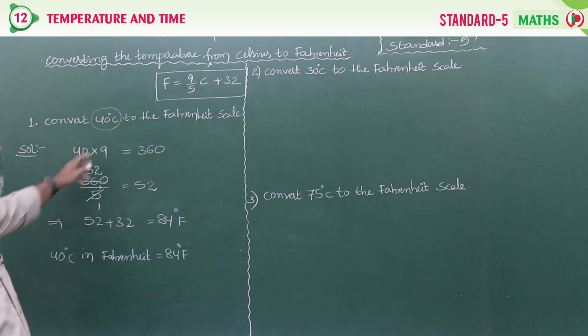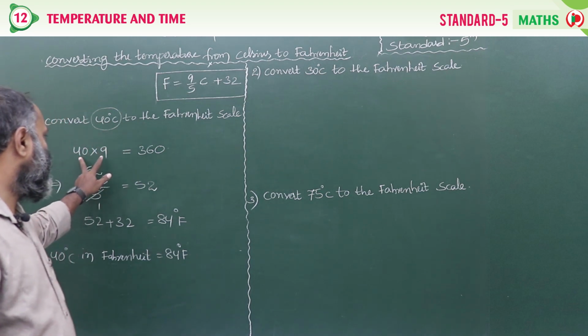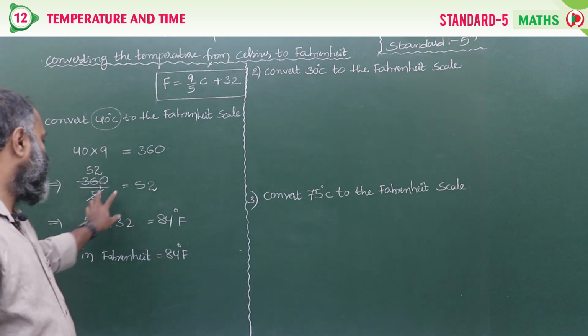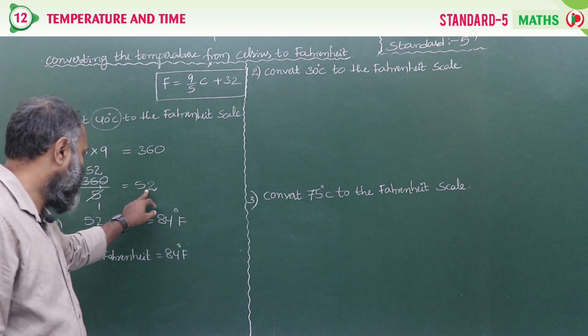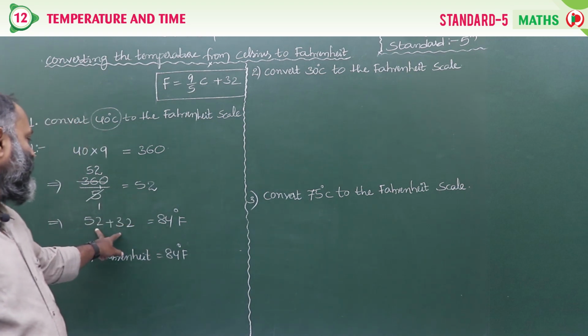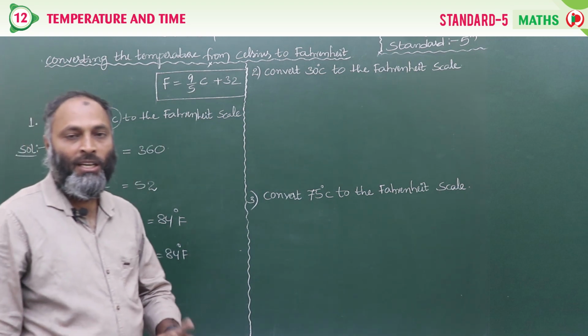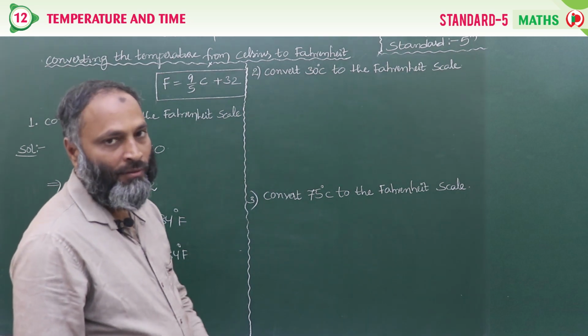It's very simple. First, the degrees Celsius we should multiply with 9. The product we should divide with 5. The quotient is then added with 32. Then you'll get your answer in degrees Fahrenheit.